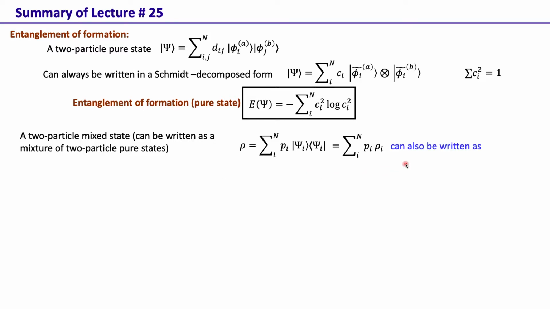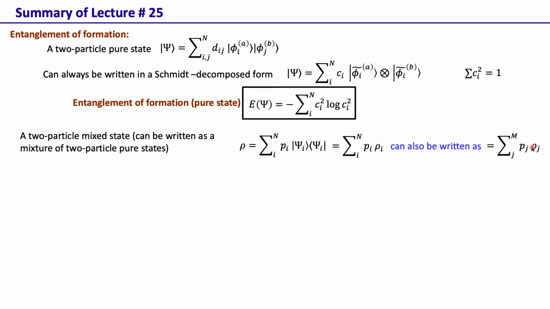But a two particle mixed state can be written as a mixture of pure states in several other ways. For example, if we do not put any restriction on how many terms there can be in this summation, whereas here the maximum number of terms is equal to the dimensionality n, then m can even be larger than n. When there is no such restriction, there can be several ways in which a two particle mixed state can be written as a mixture of two particle pure states.